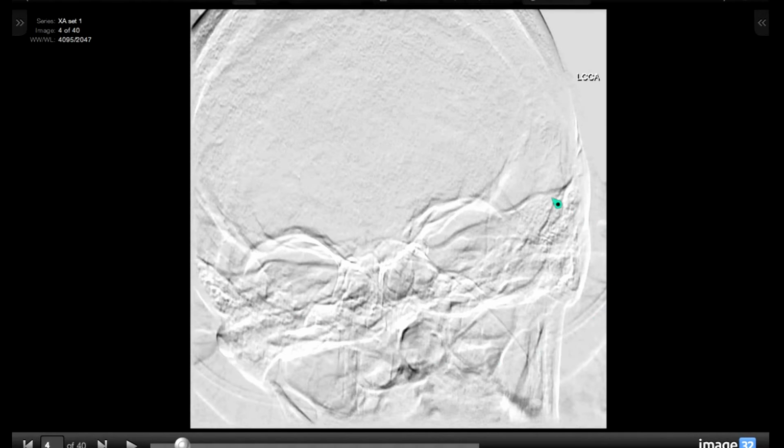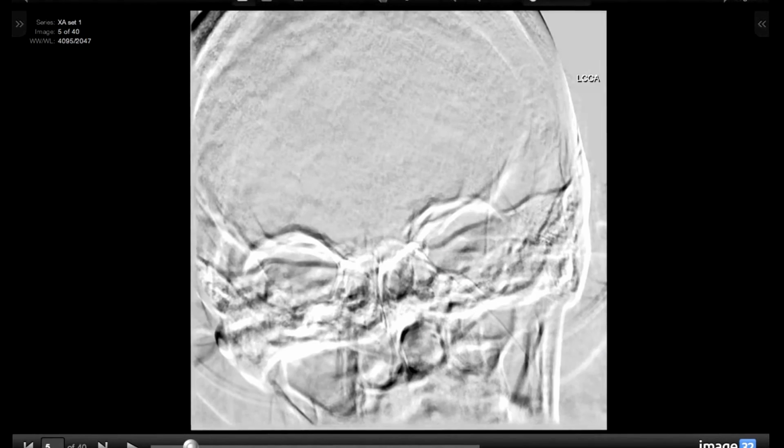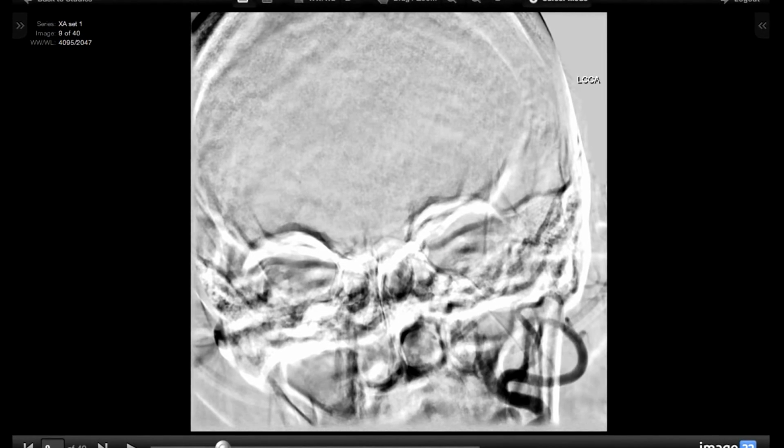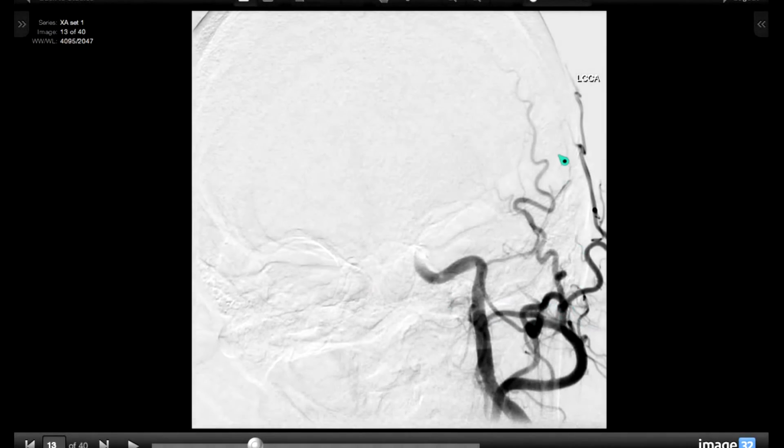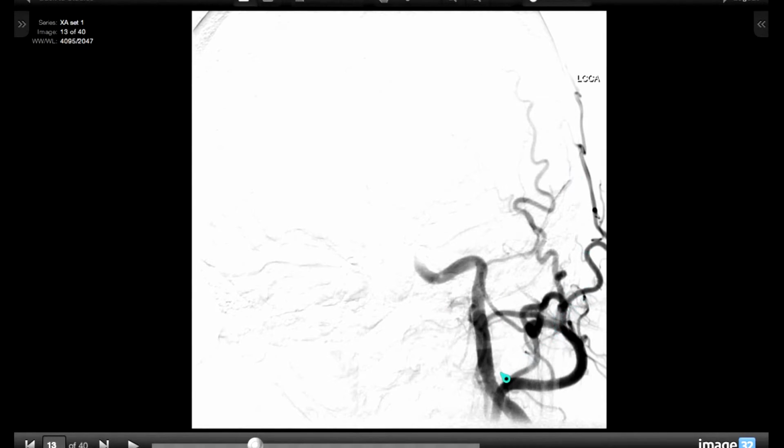So here is her diagnostic angiogram. This is an X-ray movie. You can see the skull, the eyes here. The X-rays are going front to back. And now we're injecting dye, a contrast dye, into the arterial system on the left side, which is shown on the right side of the screen.